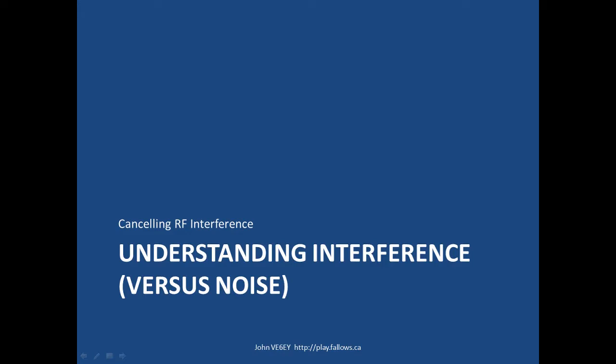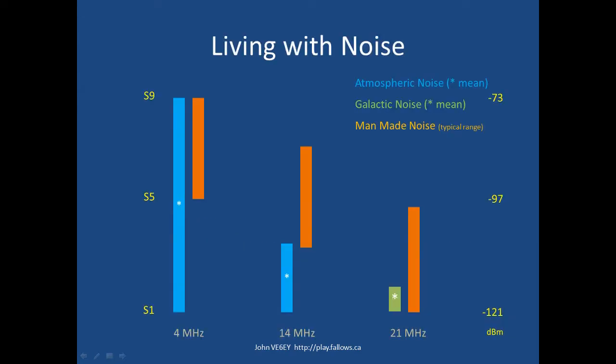When you start out, the purpose of a radio receiver is to discern a signal in a sea of noise, right? And so in order to understand how radio receivers work in the face of noise and interference, you need to know what noise is. And basically, noise is everywhere. So we all live with noise.